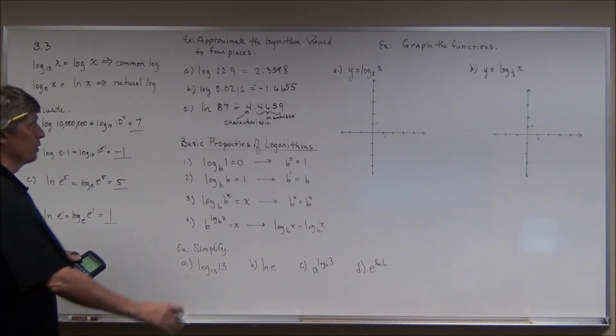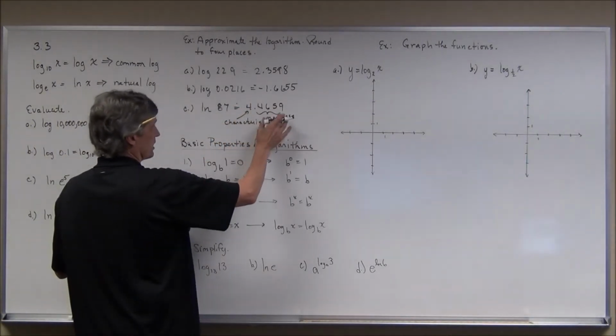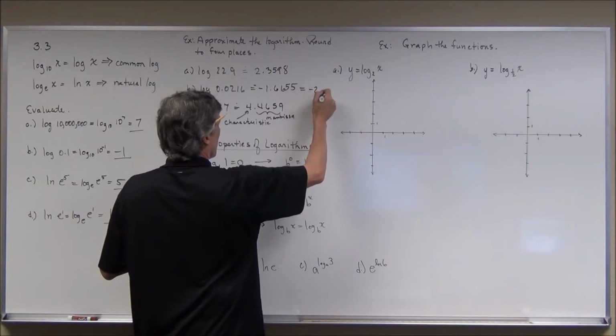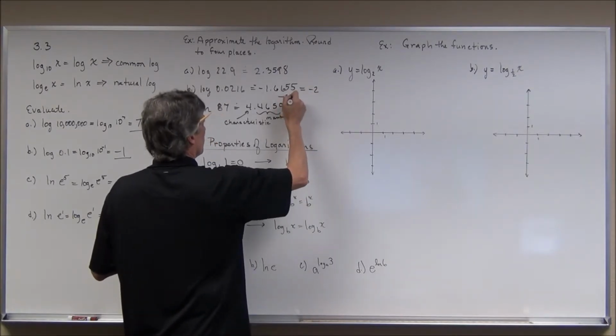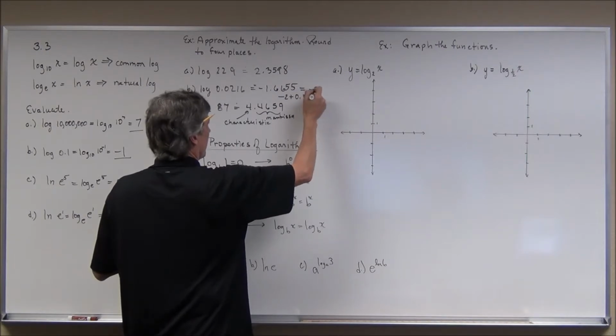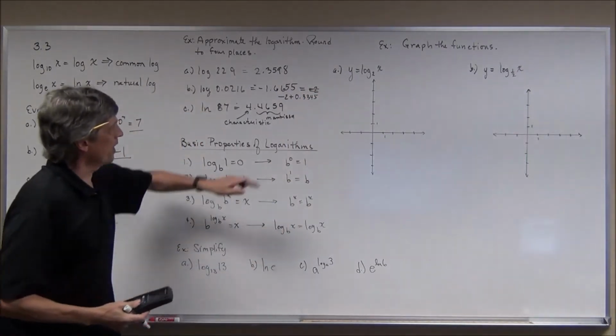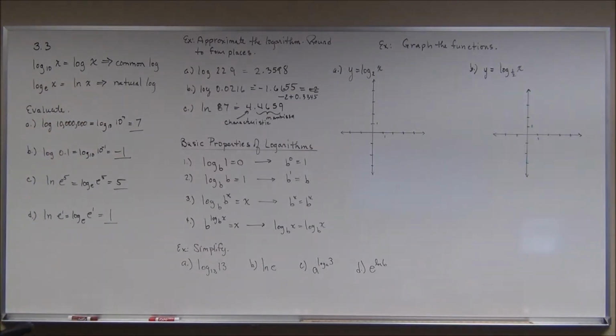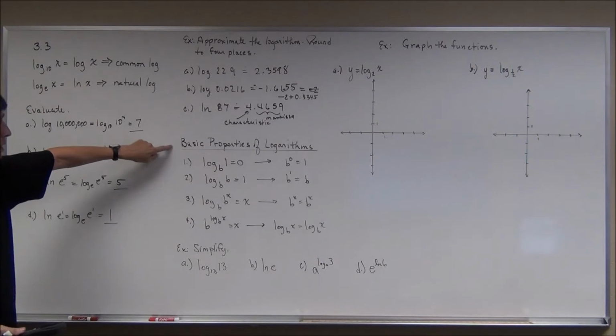Okay? Now, when you have a negative number, the mantissa has to be positive, so we would have to rewrite this as negative 2. Here, let me put it down below. Negative 2 plus 0.3345, so that we would have a positive mantissa, and then this would be the characteristic. Those were the days. Now, let's get to the basic properties of logarithms.